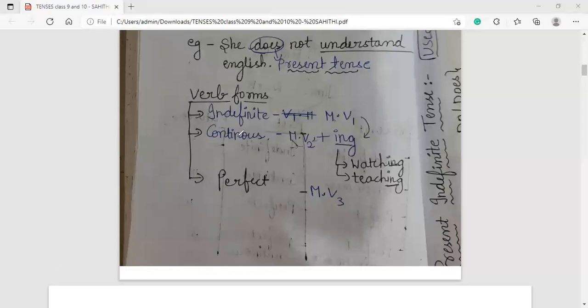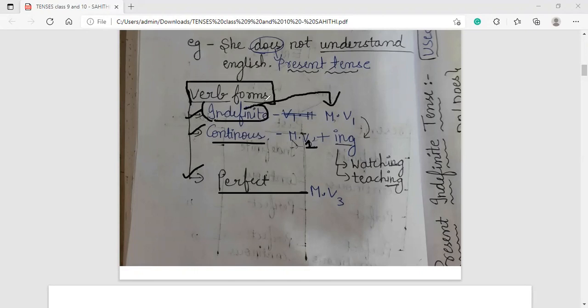So first of all, now verb forms. Verb forms हम लोगों ने देखा कि indefinite, continuous, perfect होते हैं. So here, as we already know, there are indefinite, continuous, perfect along with the work divided. So first of all, indefinite: for this you need to use the first form of verb. We are talking about verb forms, and for indefinite we need to use the first form of verb.